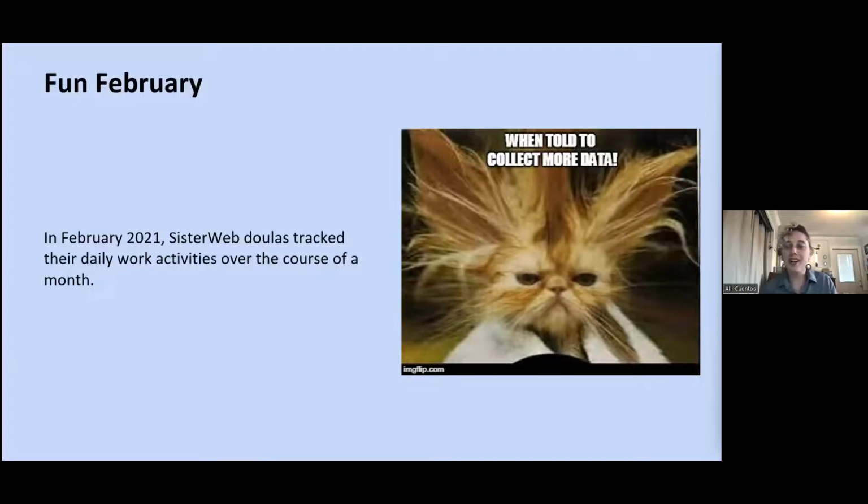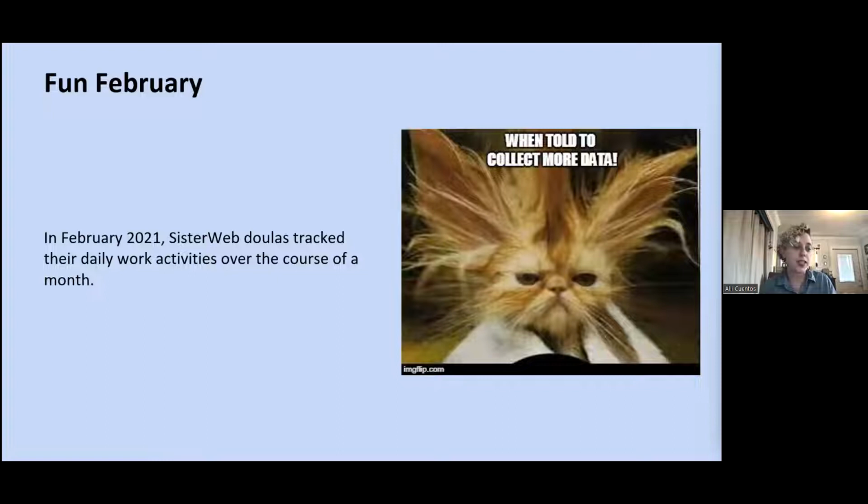So starting off, you're going to see a lot of these funny memes in my presentation, because it is one of the ways that we use a more accessible, some people call it popular education style, methods to excite our doulas about data collection. Because most people, including myself a few years ago, were not very excited about the word data.